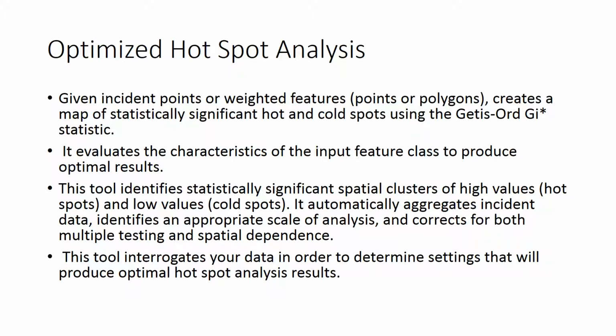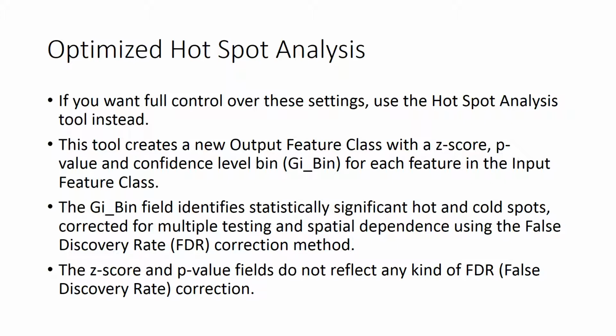And so some of these tools will take that into consideration. Basically, the tool then interrogates your data in order to determine the settings that will produce the optimum results. However, after you've done this, and if you want full control over the settings, just drop off the optimized part and just run the hotspot analysis. This creates a new output feature class with z-scores and p-values and confidence levels for each feature in the input feature class.